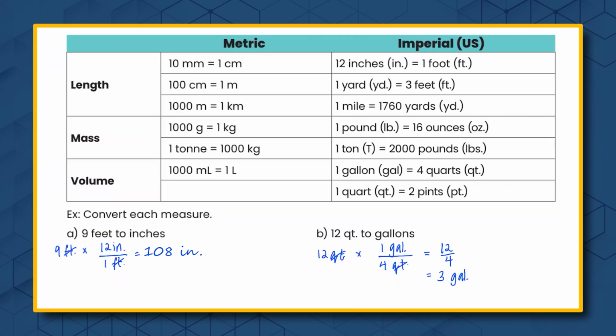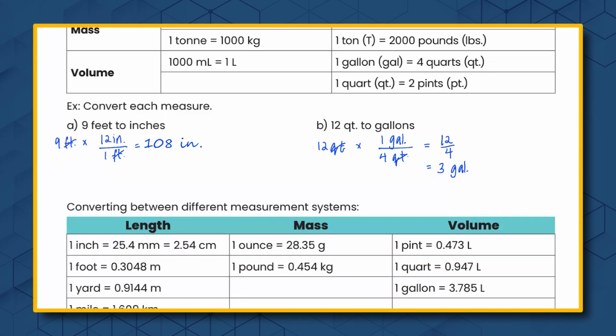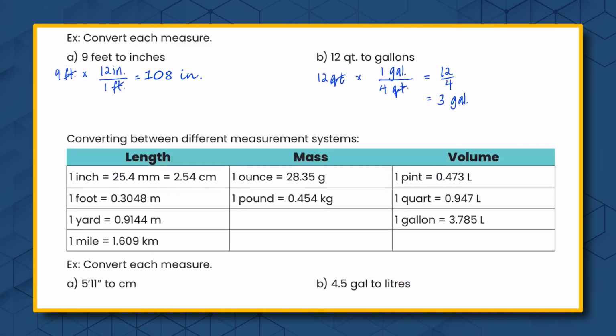So what we've done here is we have converted within the same system. But what's also useful to know is how to convert between the different measurement systems. So for example, if you want to go between the metric system and the imperial system, or the other way, how do we do that? So there are conversion factors set up here, and this is what we see in the chart.